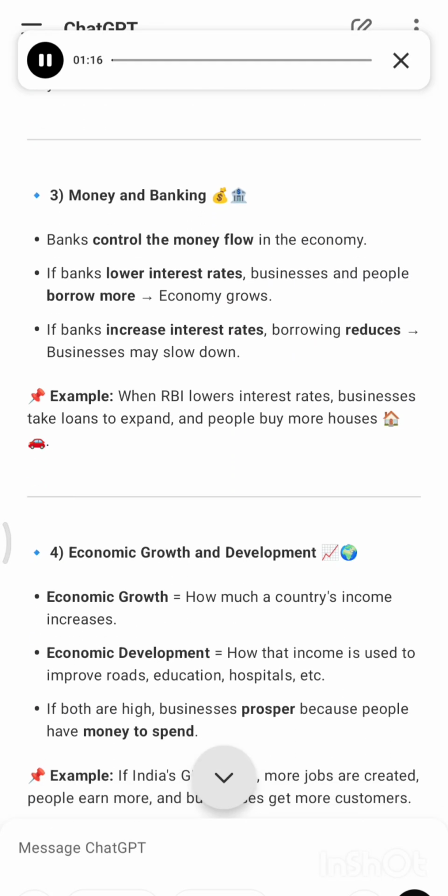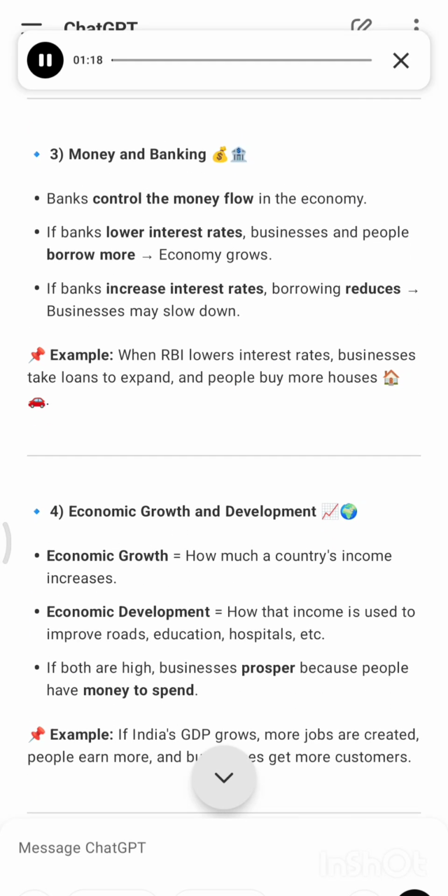3. Money and banking. Banks control the money flow in the economy. If banks lower interest rates, businesses and people borrow more, economy grows. If banks increase interest rates, borrowing reduces. Businesses may slow down. Example, when RBI lowers interest rates, businesses take loans to expand and people buy more houses.